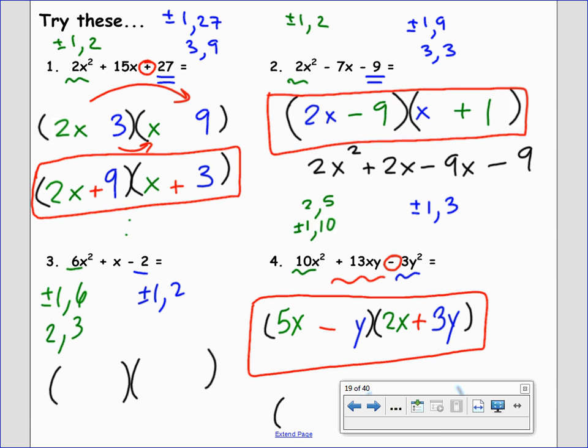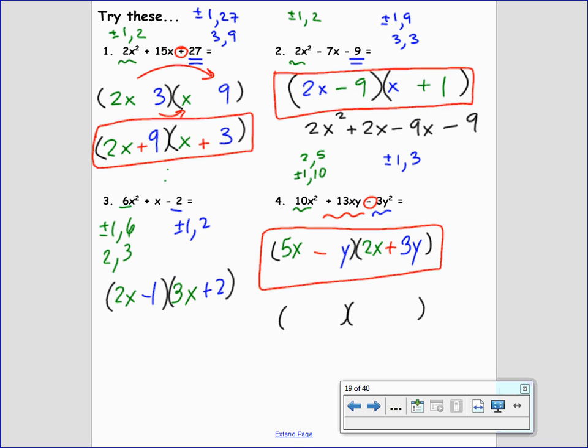So what was your winning combination? 2x minus 1 times 3x plus 2. So 2x minus 1 and 3x plus 2. Let's check Katie's placement in a FOIL problem and see how we do.